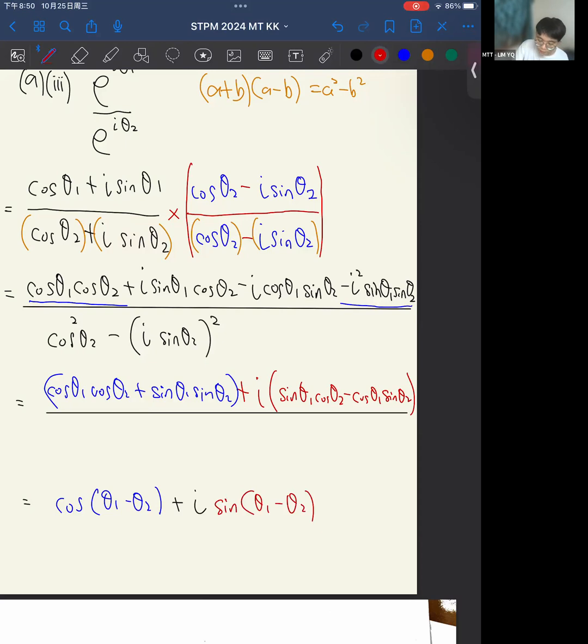Now the lower part, cos squared minus i. Okay, I will show you this one. This is actually i squared sine squared theta 2. i squared means negative 1, right? But this is minus minus, so when you have 2 minuses, it becomes plus again. So can you see why it finally becomes plus? There are 2 minuses here.